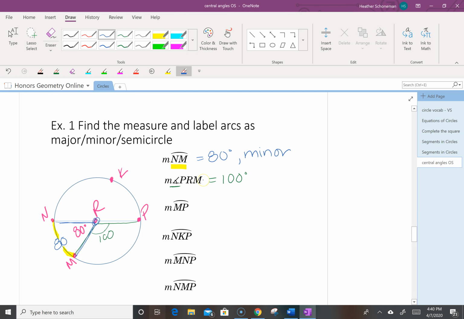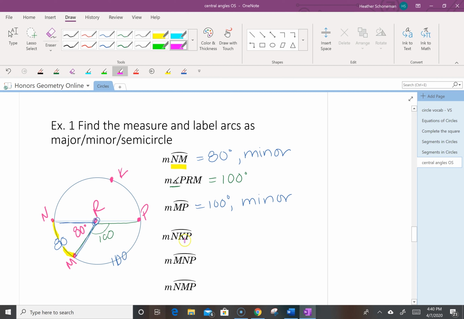The second one is an angle. Angles aren't labeled major, minor, or semicircle. It's not going to have a label. Your homework is going to be all arcs, so you don't have to worry about that. Okay, but now that we know that this one is 100, now we know that this arc here is 100. Still less than 180, so it's still minor. Now technically these have degrees, but if you forget to write them, I'm not going to be mad at you.